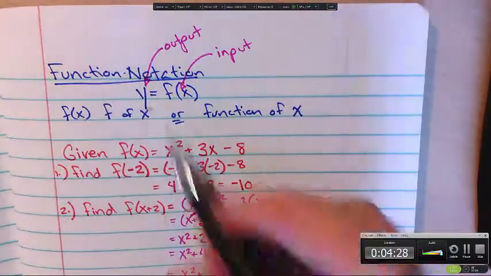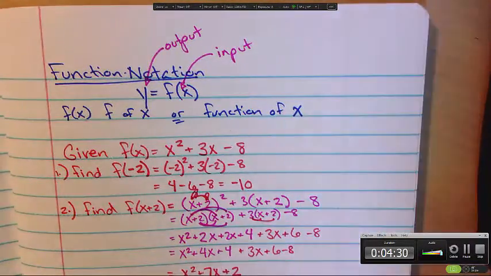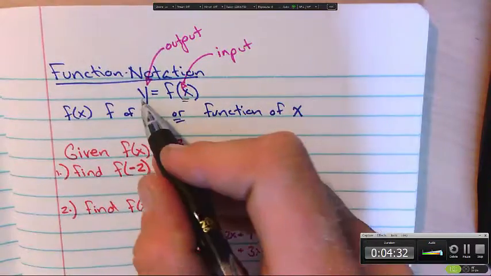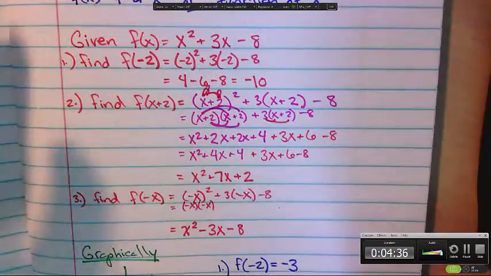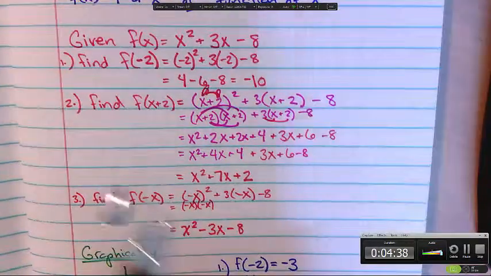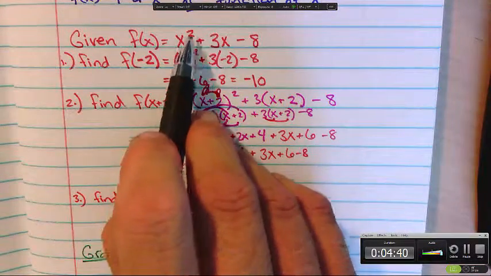We then went over function notation. We talked about how y is now known as f of x. What's inside the parentheses is the input, and what it equals is the output. We went over how to read it, and then we did an example graphically and algebraically.